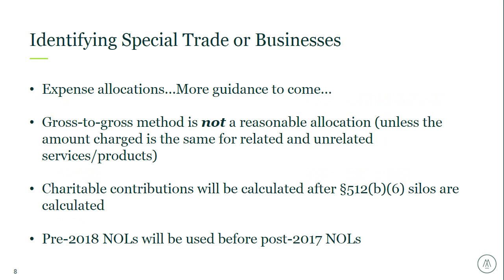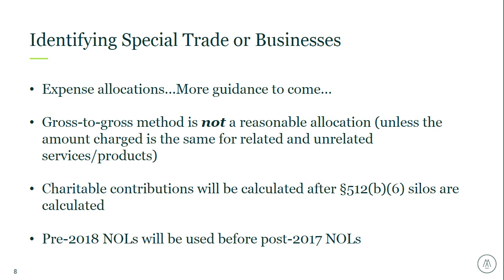The IRS still did not fully address the issue of expense allocations in the final regs, unfortunately, but they do plan on issuing separate regulations on this in the future, so more to come on that. In the meantime, the regs did incorporate the existing allocation standard, which says that an organization must allocate deductions on a reasonable basis between separate unrelated business activities. The regs also said that the unadjusted gross-to-gross method in general is not a reasonable way to allocate expenses unless the amount charged is the same for related and unrelated services or products.